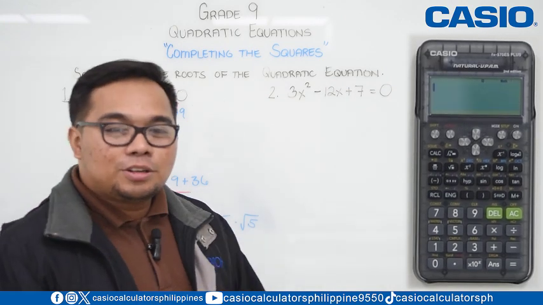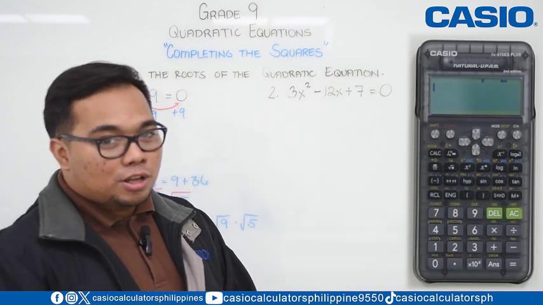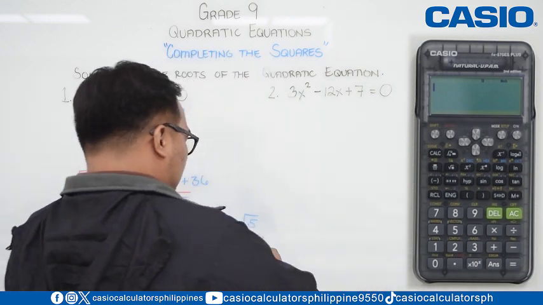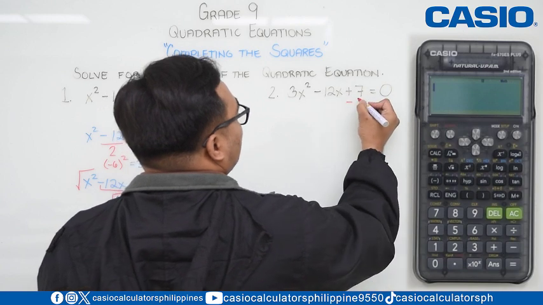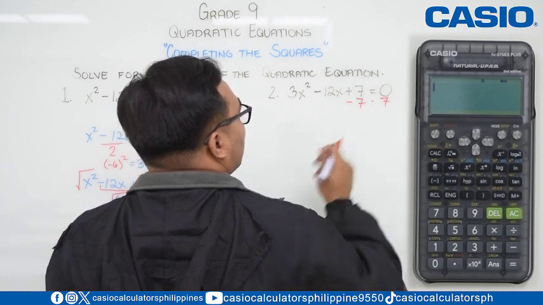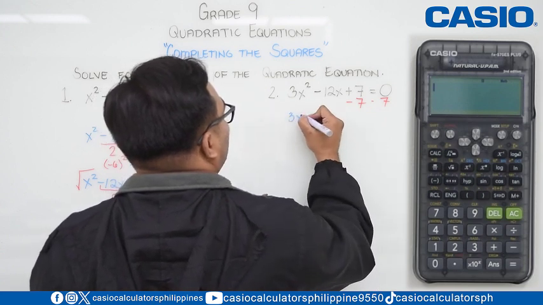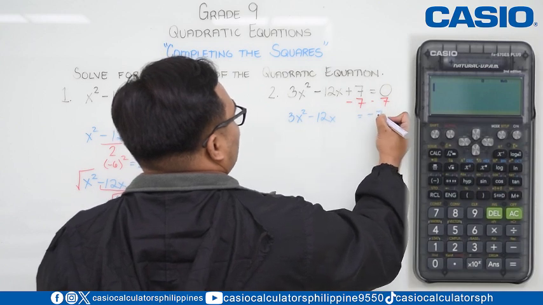Now let's move on to our second example. We have here 3x squared minus 12x plus 7. So what we need to do is to first transpose the 7, which is now positive. We need to subtract 7 from both sides of the equation, so that will become 3x squared minus 12x is equal to negative 7.